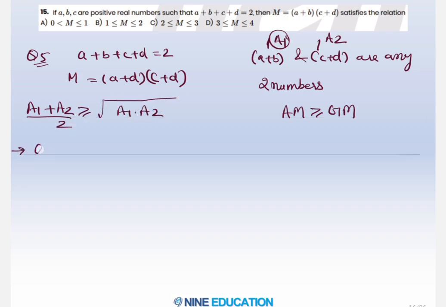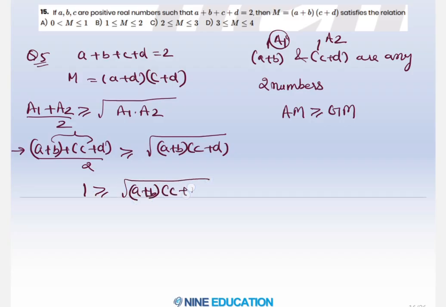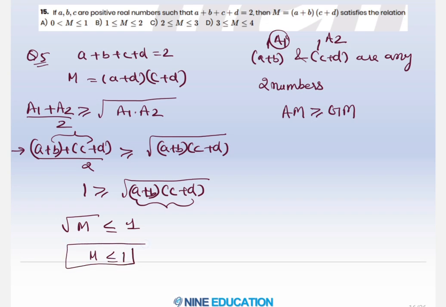Now (A1 plus A2) by 2 will be (A plus B plus C plus D) by 2 and that should be greater than equal to root of (A plus B) multiply (C plus D). Now this is equal to 2, right? 2 by 2 is 1. This is A plus B, C plus D. And this quantity is given M. So root of M is less than equal to 1. So what we are getting is M is less than 1. And obviously M is greater than 0, since it's a square root, so it should be always greater than 0 to make it real. So therefore M lies from 0 to 1. That's the answer.